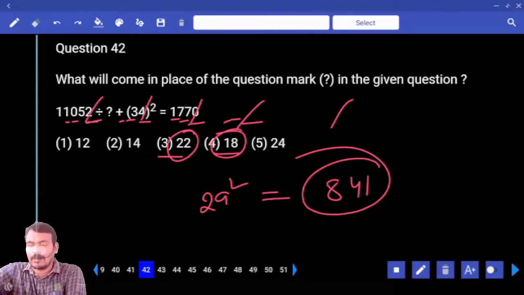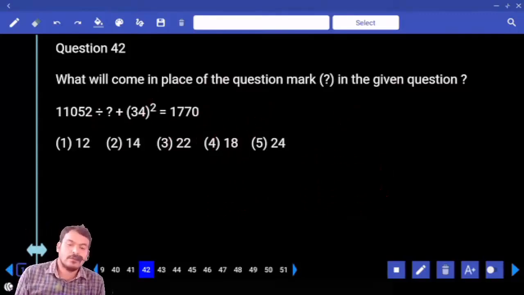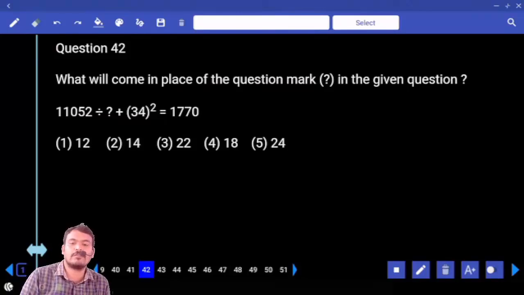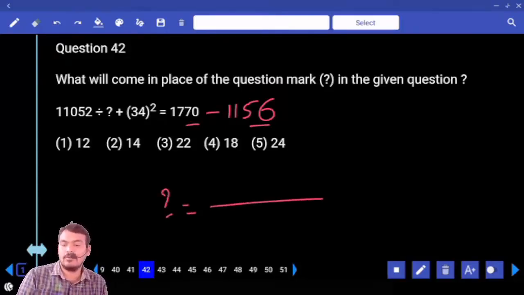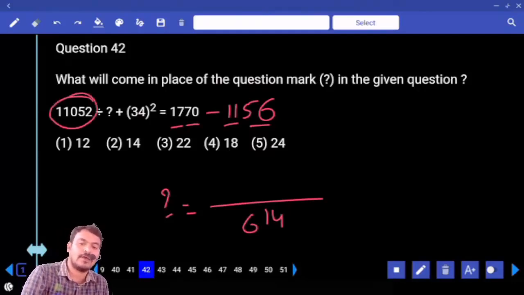Next, question number 42. First priority, 34 square or not? What is the 34 square? 1156. Subtracting or adding? Subtracting or not? 70 minus 56, 14. 17 minus 11, 6. Okay. What is the left hand side numerator value?